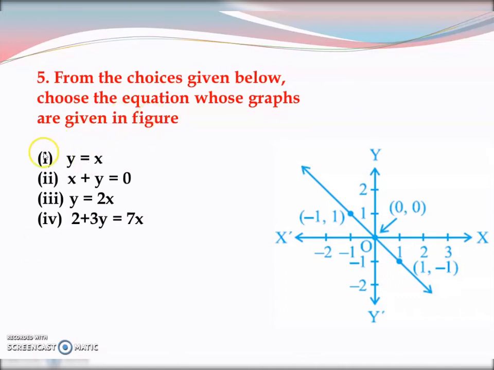Now here you have been given a few options of equations and the graph has already been given to you. That means you don't have to plot the graph. Graph is given to you and a set of equations is given to you. You have to tell which of these equations is of this graph. That is, this line is representing which of these equations is what you have to find out.